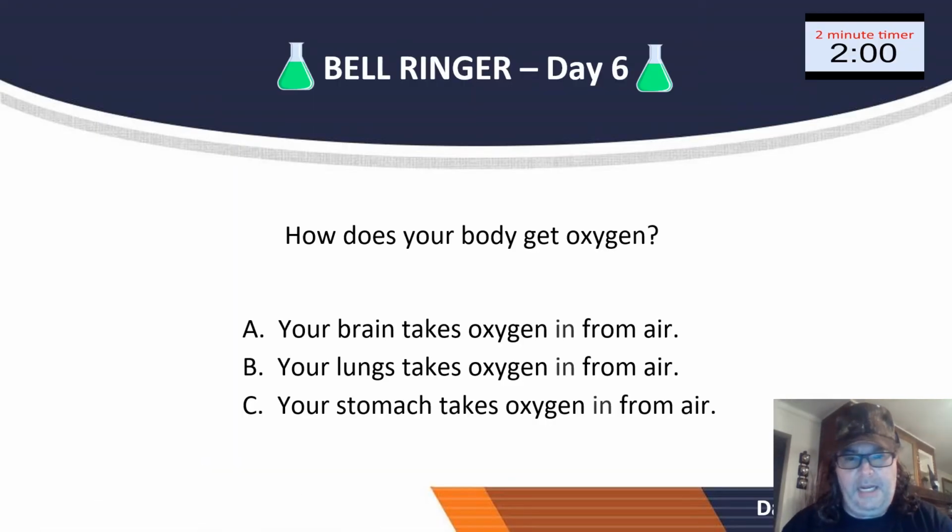How does your body get oxygen? Your brain takes in oxygen from air. Your lungs or your stomach. What takes in oxygen from the air to get to your body? How does your body get oxygen? Your lungs take it in.